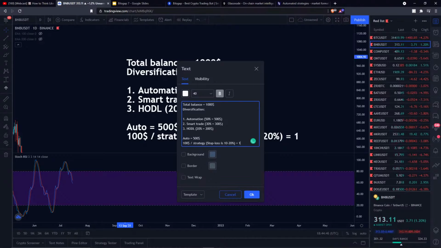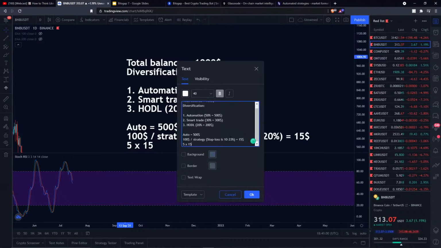It's always like 17, it can be 15. So let's say 15, right? So you're gonna lose $15 out of this exact strategy. Let's assume you have all 5 strategies active, multiplied by $15, right? So the maximum you can lose in that case, that's $75, right?